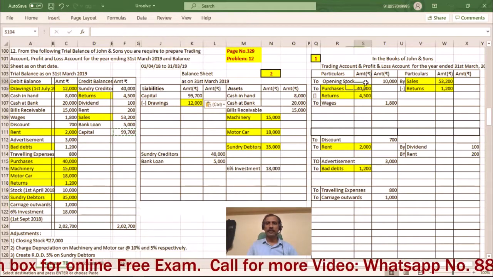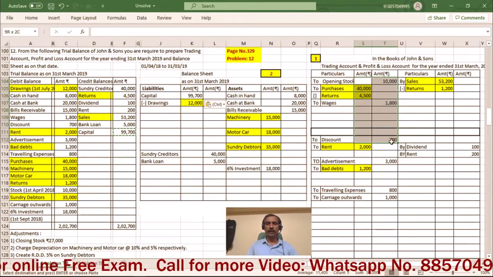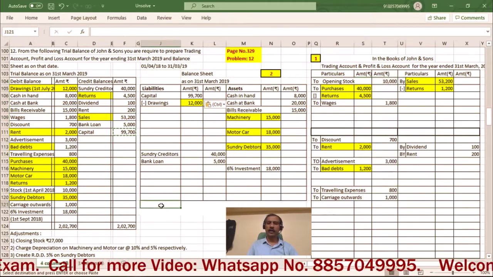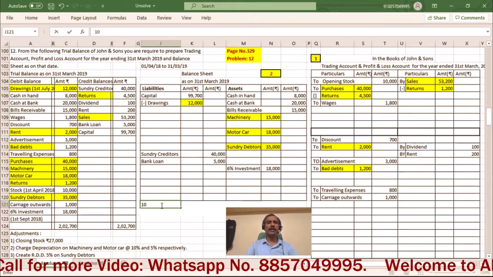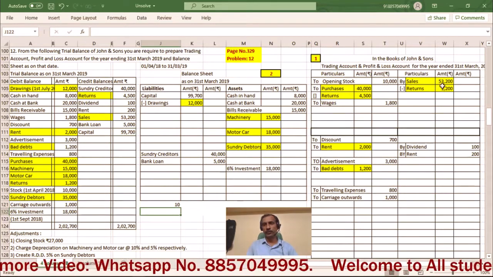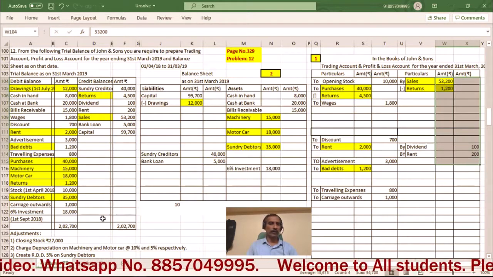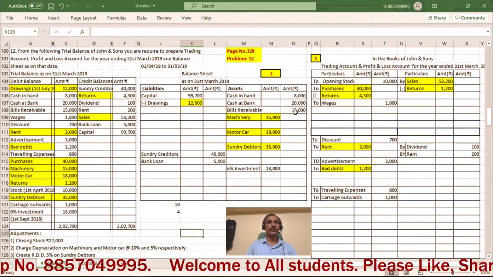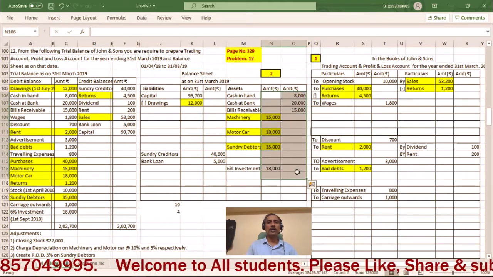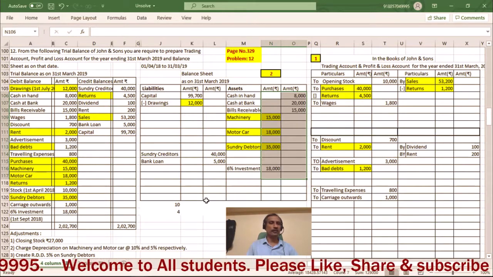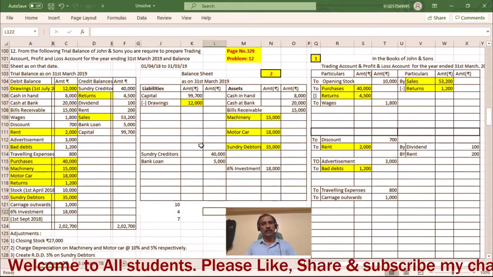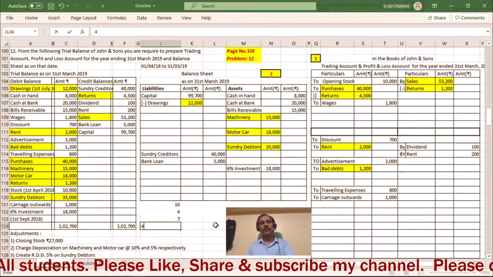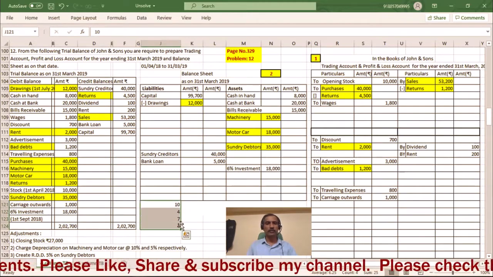Trading account debit side: 1 2 3 4 5 6 7 8 9 10. So how many balances are given on debit side of trading account, profit and loss account? 10 balances. Then 1 2 3 4, how many balances are given on credit side of trading account and profit and loss account? 4. How many balances are given on asset side? You can see the count is 7, total 7 balances. Then here 1 2 3 4, there are 4 balances given on liability side. So when we count all these balances, the total will be 25.